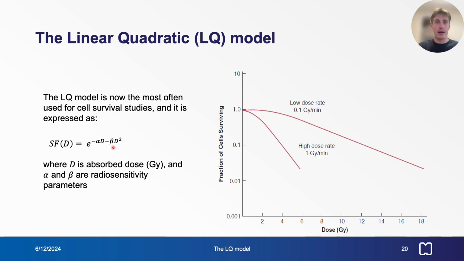The alpha and beta parameters can be determined for specific cells and used to predict response. This is key to radiotherapy.